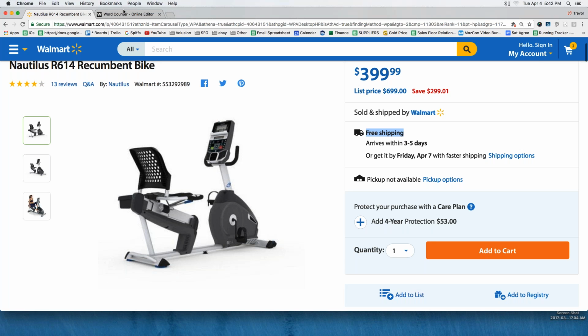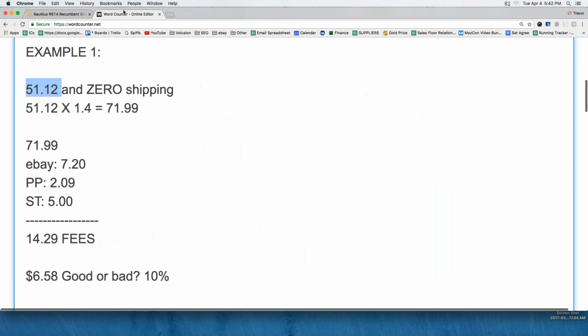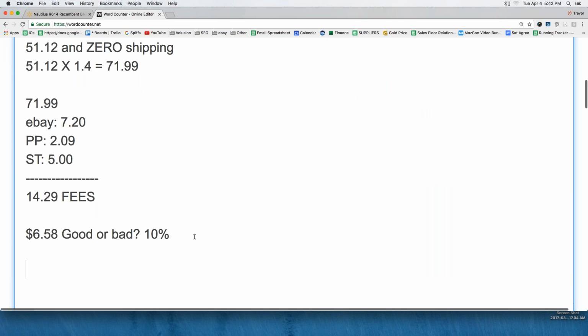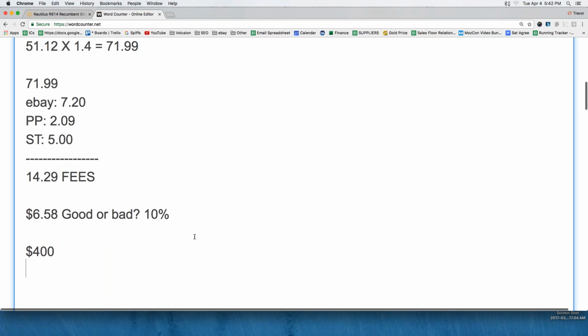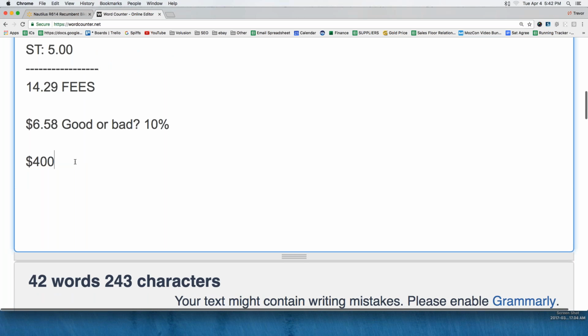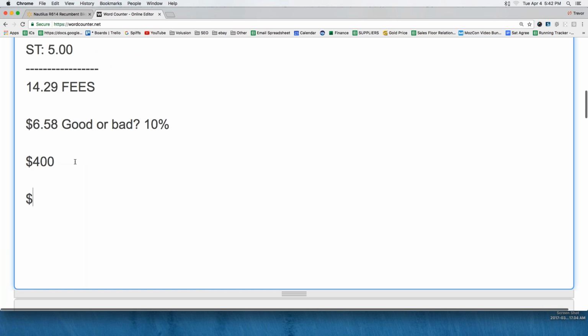Let's go back to our notes for just a second. Okay. So $400 is our price point. Okay, given the same example, we're going to take our 400 and let's multiply to get a sales price. 1.4. We're going to try to sell this thing for somewhere in the neighborhood of $560. Okay, at a 1.4 markup.